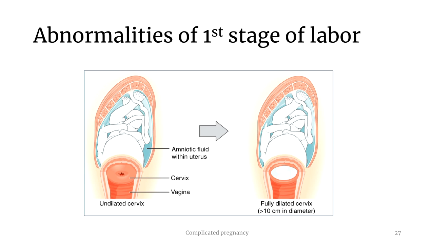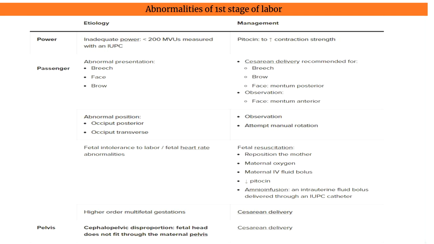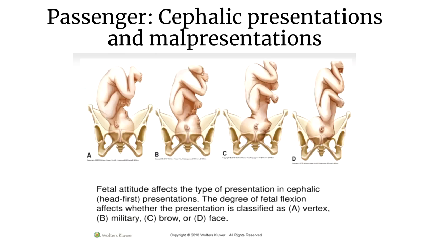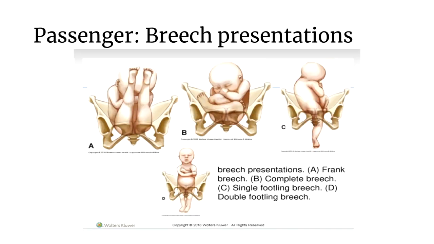Abnormalities of the first stage have to do with the passenger, who is the baby, or with the power, which are the contractions, or with the pelvis, that's cephalopelvic disproportion. So inadequate power of contractions is the case of the power. For the passenger: abnormal presentation, breech, face or brow; abnormal position, occiput posterior, occiput transverse; or an intolerance from the baby for the contractions, or multiple gestation. Here we have cephalic malpresentations, or military, brow, and face. Abnormal breech presentations are frank, complete, single footling breech, or double footling breech.